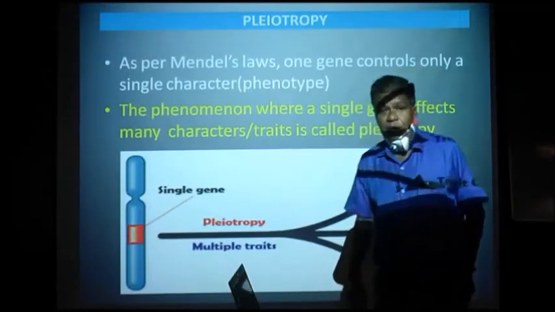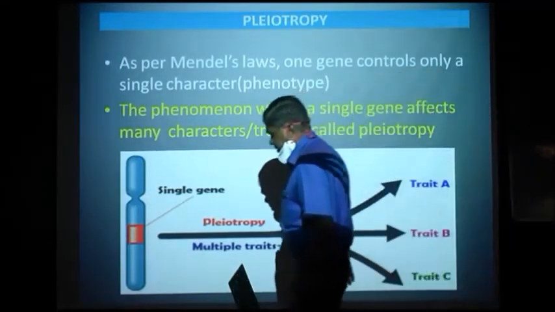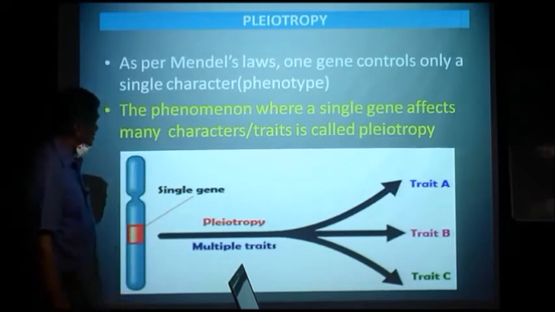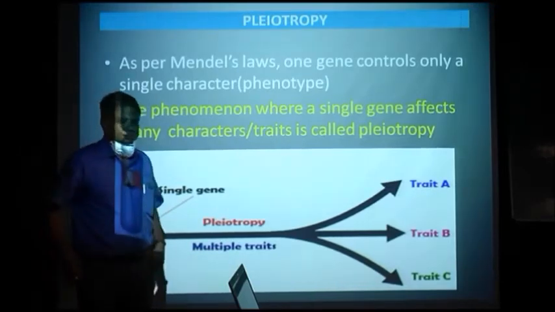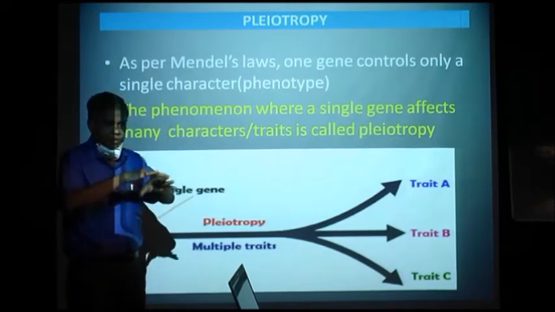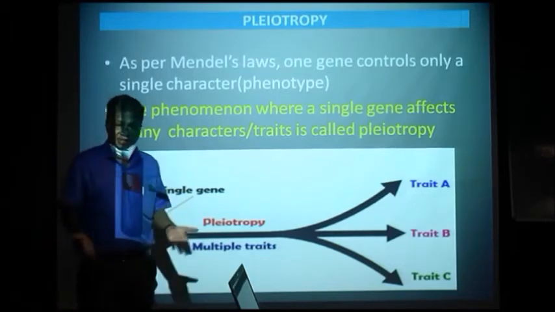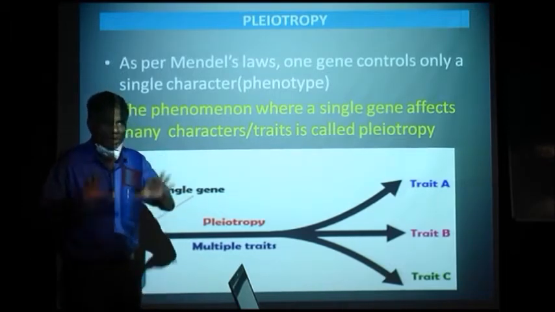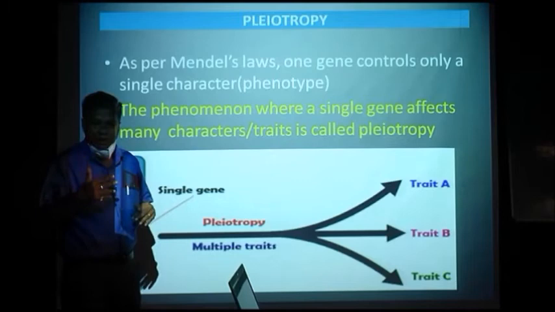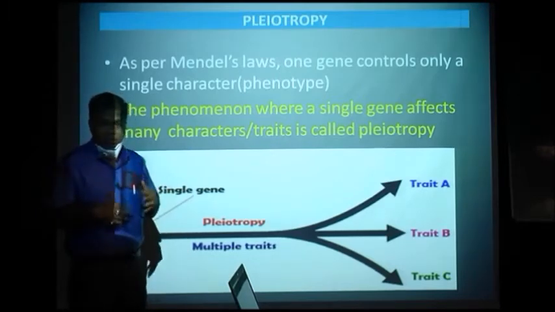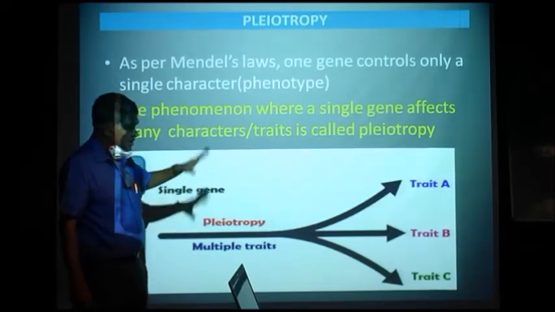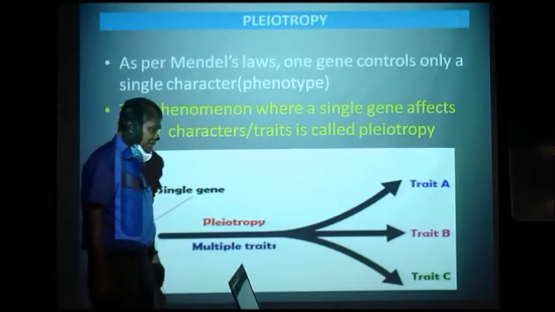Now coming to pleiotropy. Pleiotropy is a different condition compared to others. Now we have discussed incomplete dominance, where one is not able to dominate over the other. We have discussed codominance, where both are expressing themselves. We have discussed multiple alleles, where there are more than 2 alleles and they express themselves. All the 3 are deviations from Mendelian ratios.